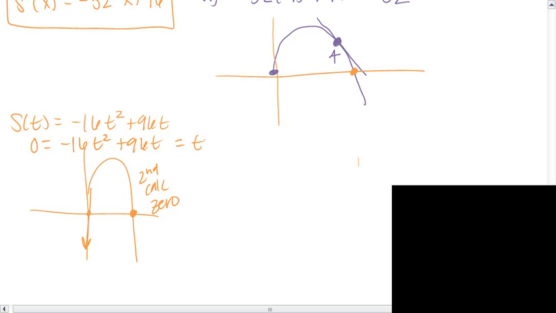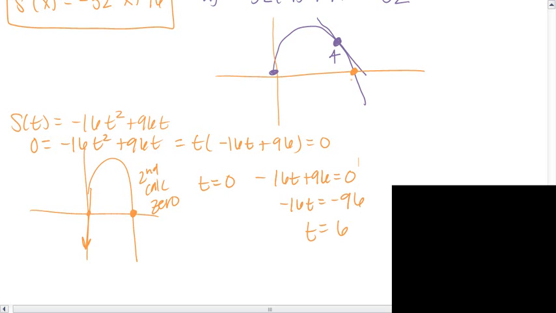So here we can factor out a t. We're left with negative 16t plus 96. If we use the zero product property, it hits the ground at t equals 0 seconds, which makes sense since it started from the ground. And then also wherever this factor is equal to 0. So we get negative 16t equals negative 96. When we divide those two, we get that time is 6 seconds. So after 6 seconds, this ball has hit the ground.